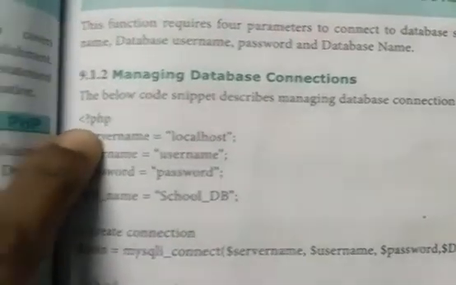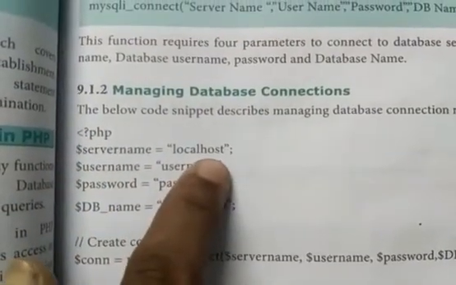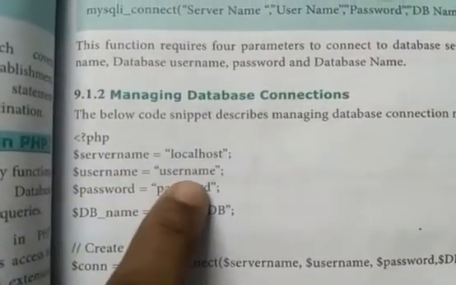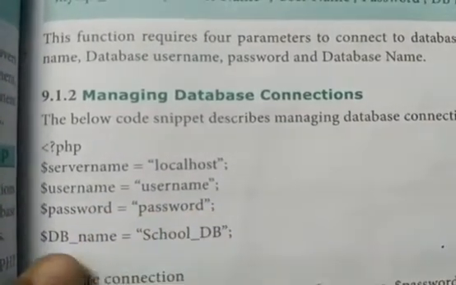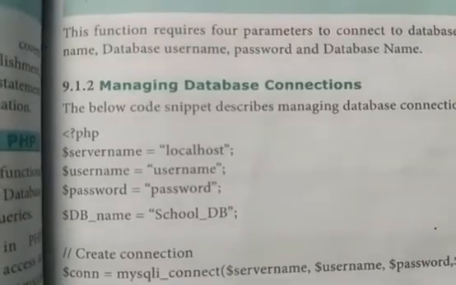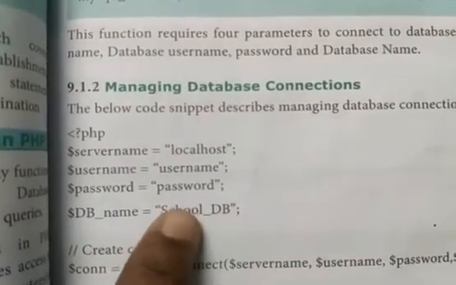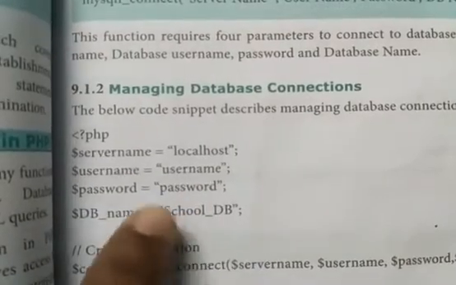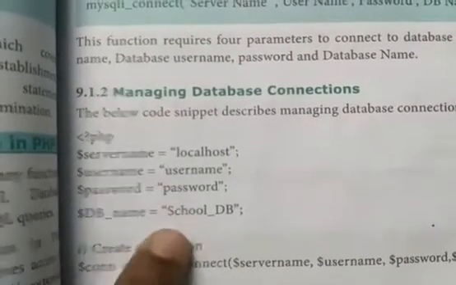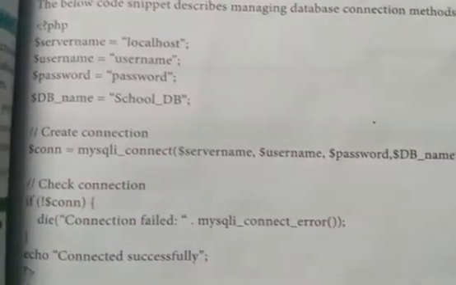First we have to start the PHP tag. In that, server name is equal to localhost, username is equal to username, and password is password. Database name: which database are you considering the table from? School DB. So this is the database name, stored in a server. We are going to get connected with this database with the help of the mysqli_connect function.